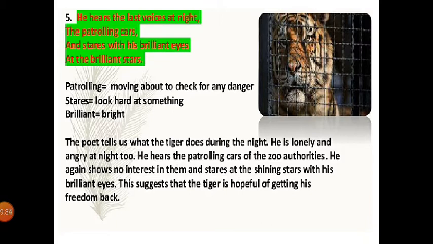The poet tells us what the tiger does during the night. He is lonely and angry at night too. He hears the patrolling cars of the zoo authorities. He again shows no interest in them and stares at the shining stars with his brilliant eyes. This suggests that the tiger is hopeful of getting his freedom back.